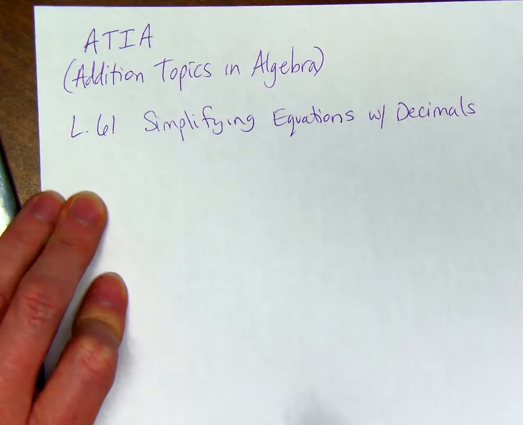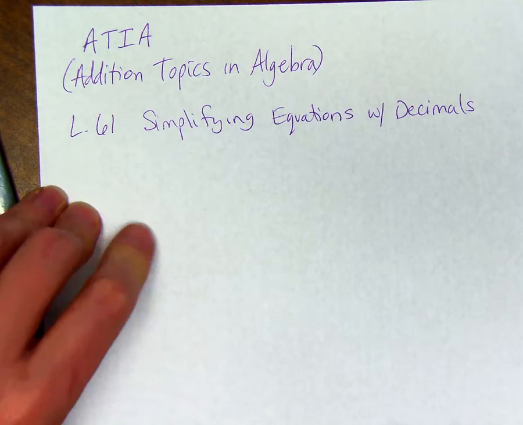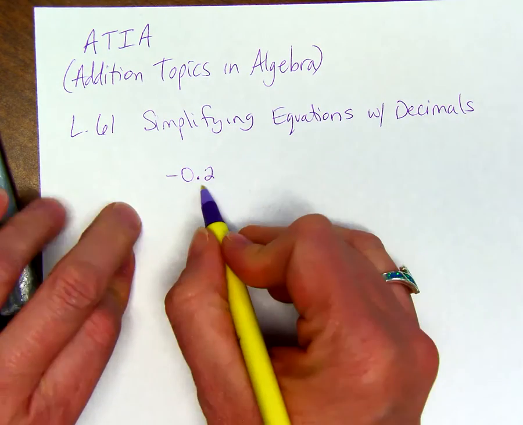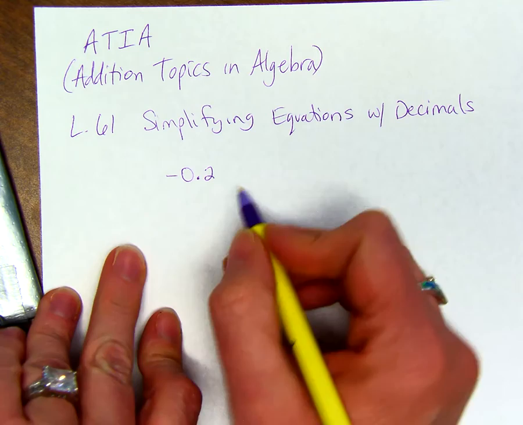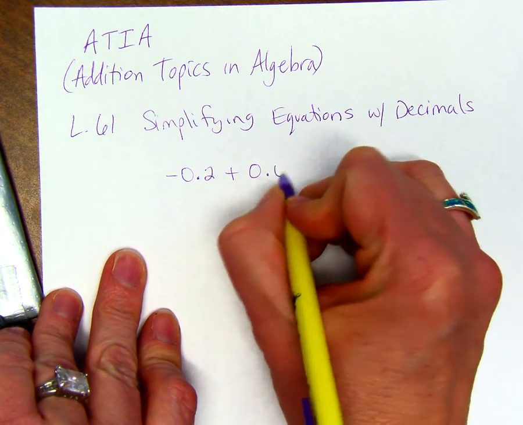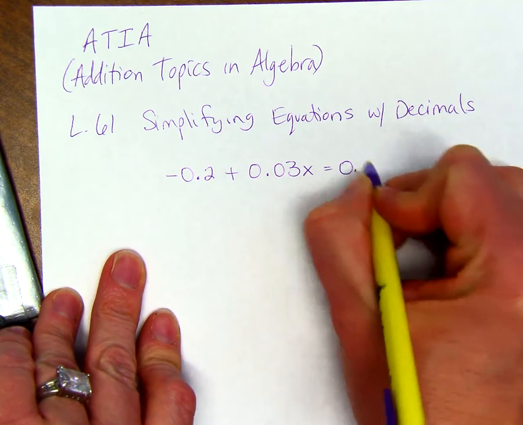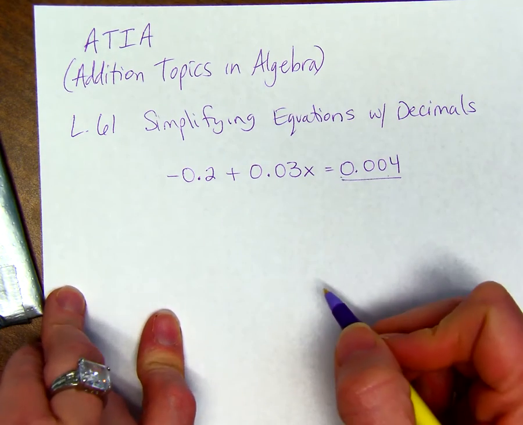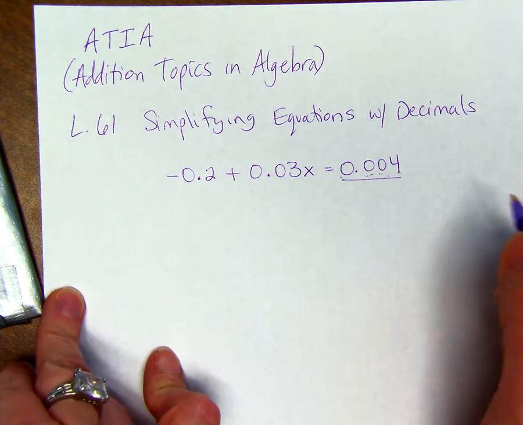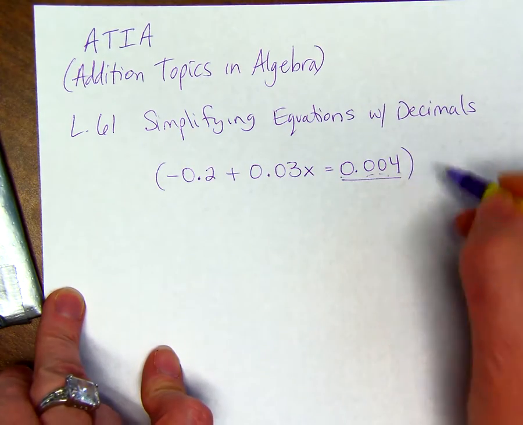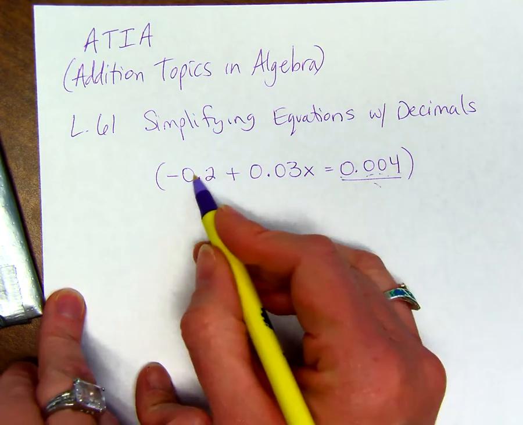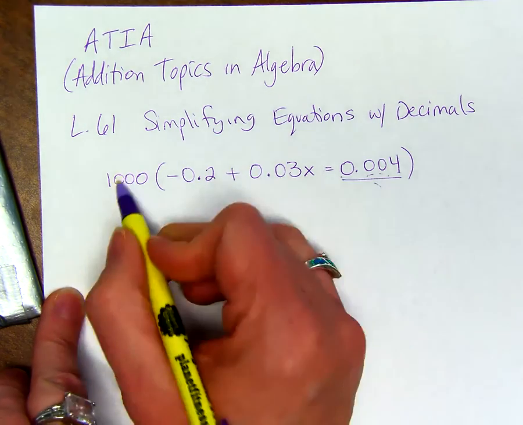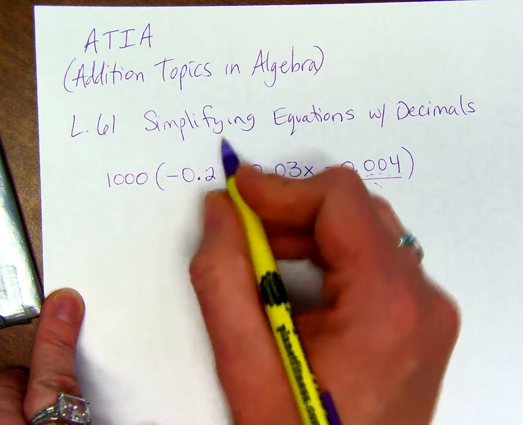So we talked about this a little bit before. When you have an equation, you look for the number that has the most decimal places. So here's an example. This number right here, 4 thousandths, has the most decimal places. It has 3. So since this is thousandths, we're going to multiply every single number here by 1,000. That way we can move the decimal over 3 times.